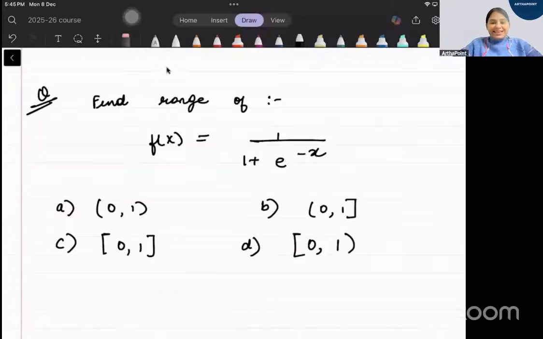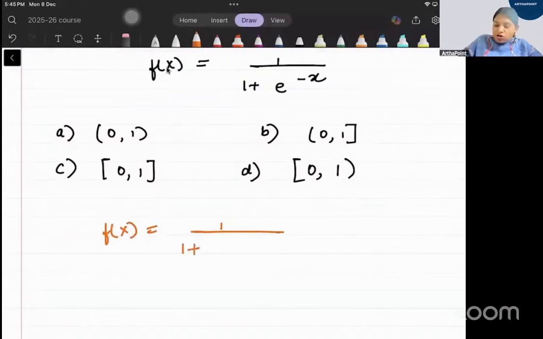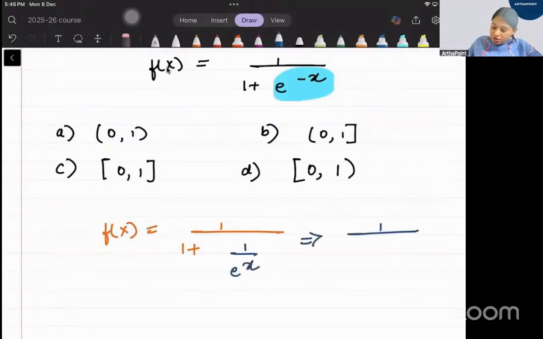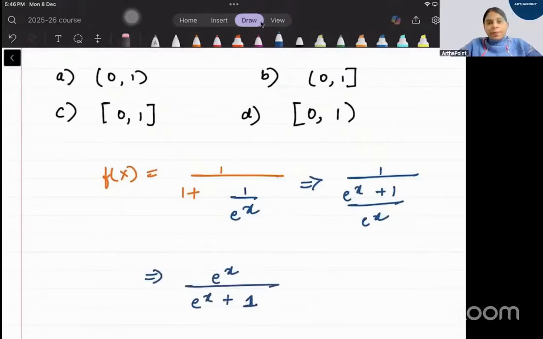First of all, what we can go ahead and do is simplify this function. When you simplify it, you easily understand how this looks. So I'm going to rewrite this function as 1 upon 1 plus, because this is e to the power minus x, I'll get 1 upon e to the power x. So if I take common, it becomes e to the power x plus 1 by e to the power x. And this becomes e to the power x upon e to the power x plus 1.